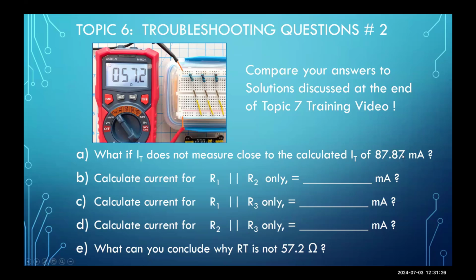I kind of touched on this in the previous slides as to some possible scenarios, but to help you along, do these calculations, because if one of the resistors is not in place properly, what could the current measure out to be instead of 87.87 milliamps? It would likely be one of these currents that you're going to calculate, or maybe total. We'll find out. So the final question here is, what can you conclude about why RT is not 57.2 ohms? Think about that. Jot your answers down.